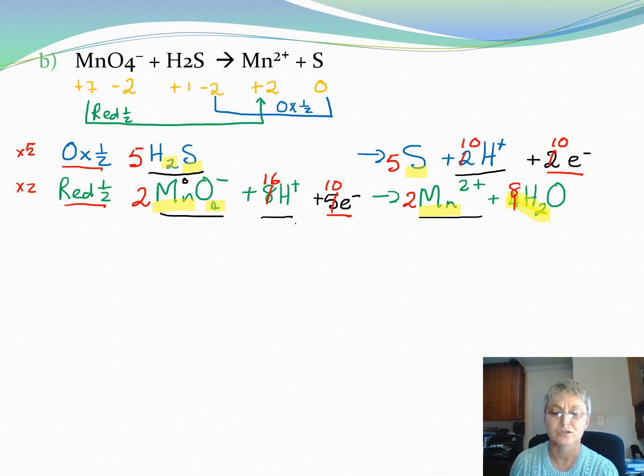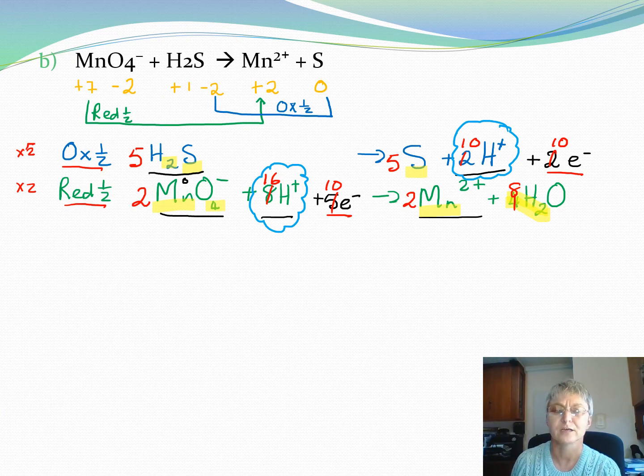In this reaction, we notice that there are 10 hydrogen ions on the product side of oxidation and 16 hydrogen ions on the reactant side of reduction half reaction. So we can cancel those out as far as possible.